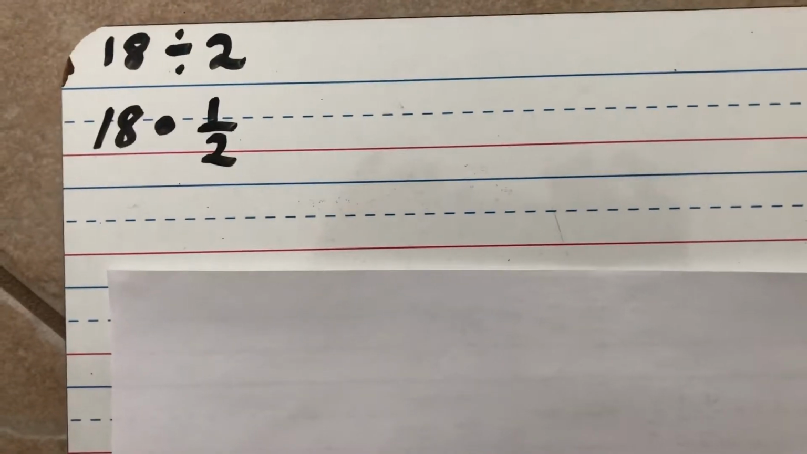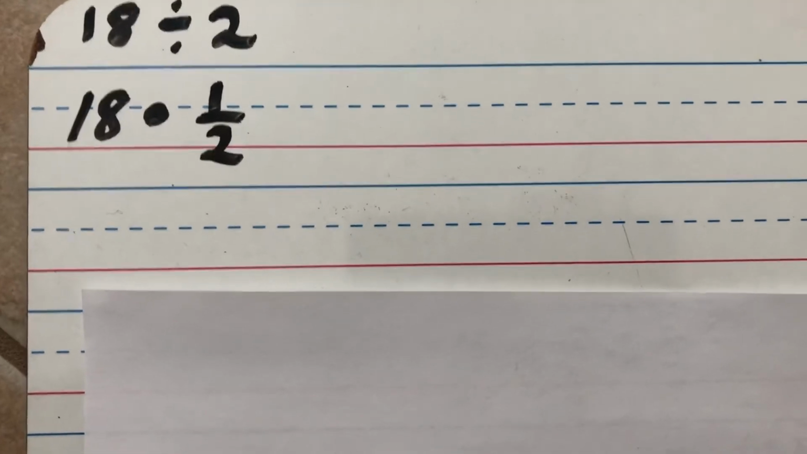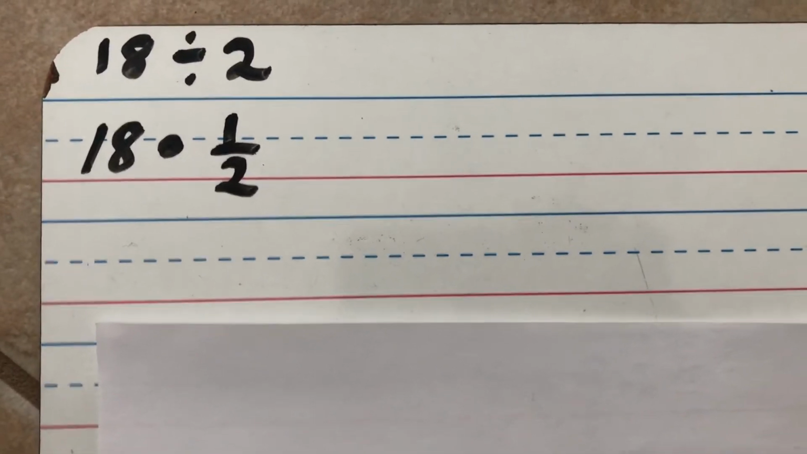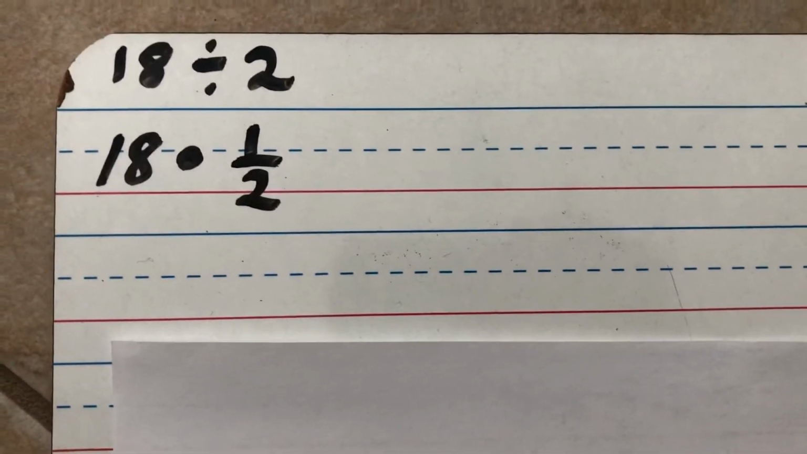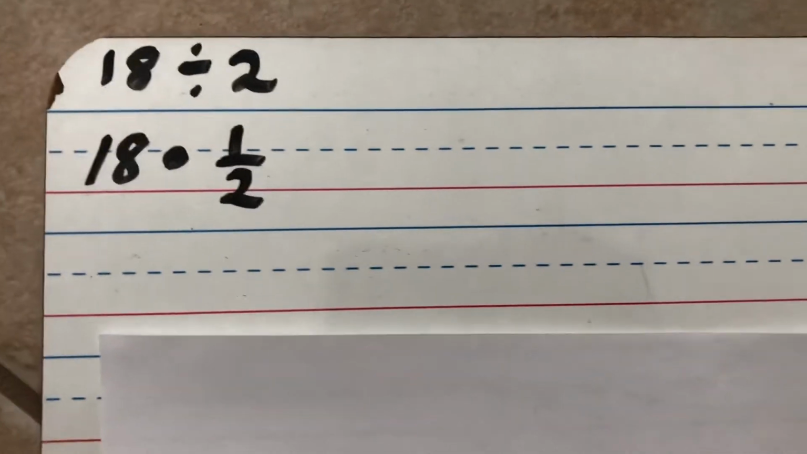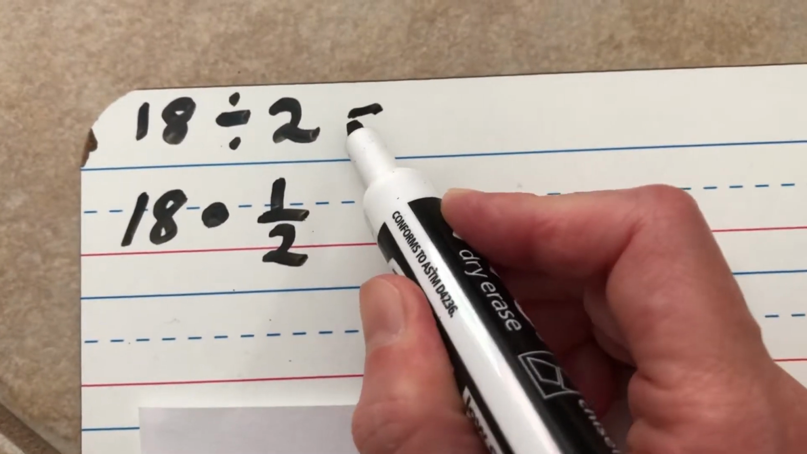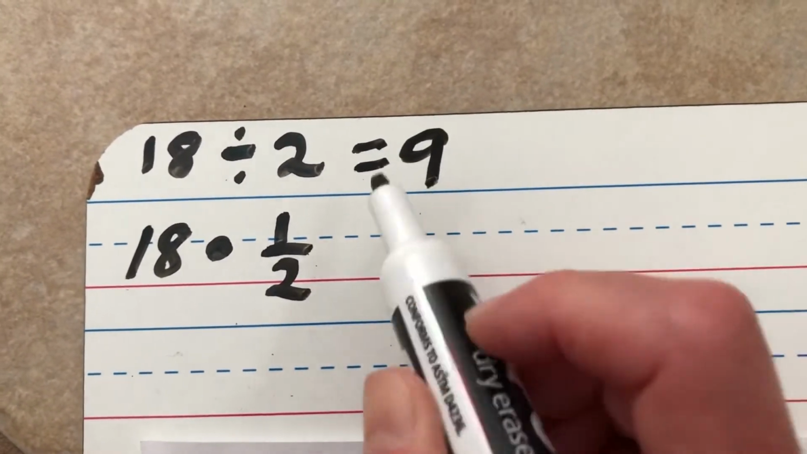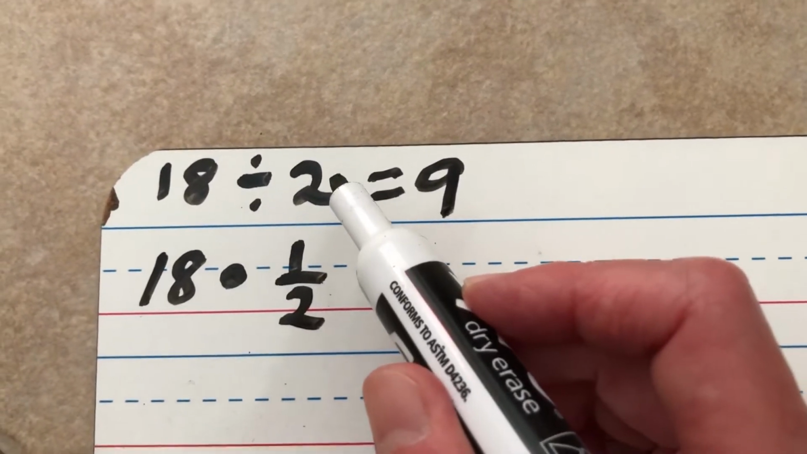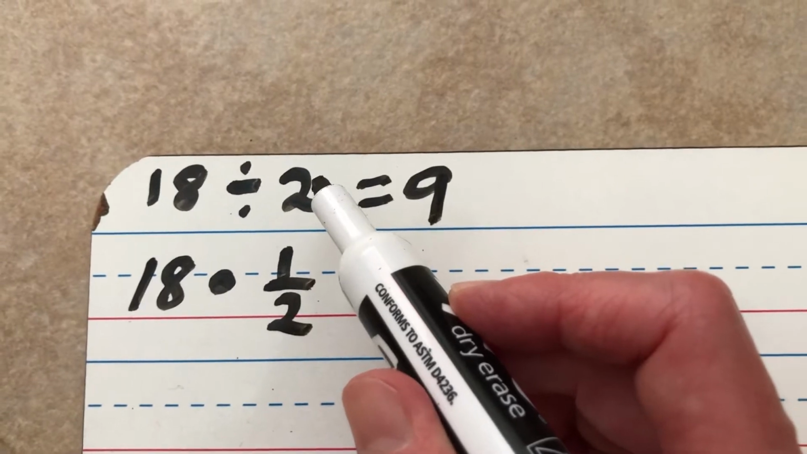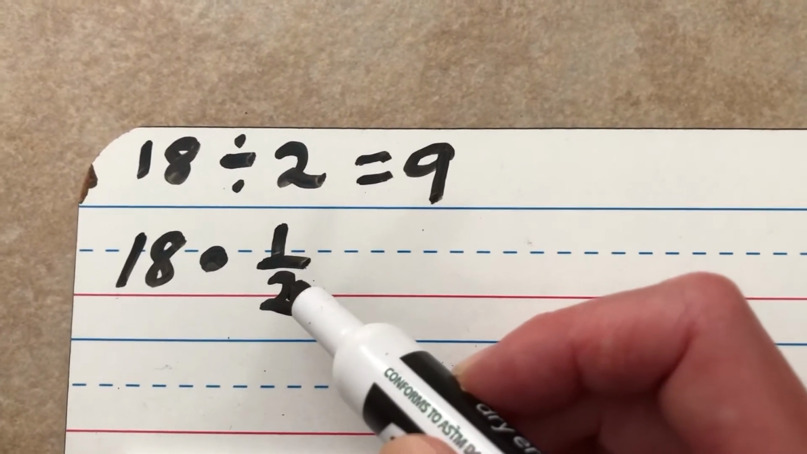In this video, I'm going to try to illustrate why dividing by a number is the same as multiplying by its reciprocal. So we're going to start with 18 divided by 2. 18 divided by 2 is 9. And the inverse operation for division is multiplication. The multiplicative inverse of 2 is 1/2.